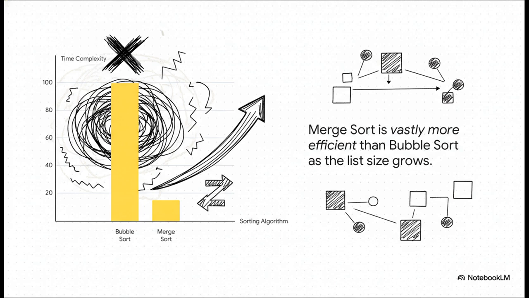But look at merge sort. Its complexity, O of n log n, means it scales so much more gracefully. As the amount of data grows, the effort required grows way, way slower. For a large data set, this is literally the difference between getting a result in milliseconds versus waiting for hours.